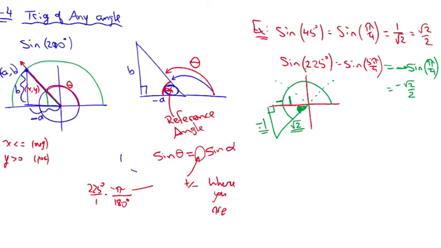Okay, how about tangent of 11 pi over 6? If you drew it, where would it go?